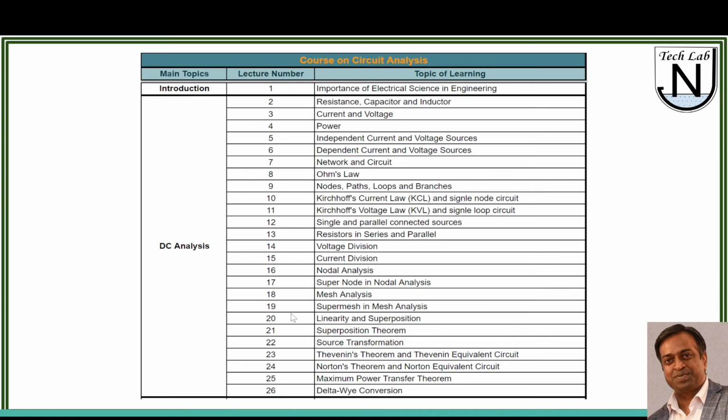The first condition will be when we supply DC sources, that is, when we supply a constant voltage or current source to our circuit. So what is the behavior, and how do we analyze the circuit when the constant voltage or current supply is there? For that we are going to do all the analysis.